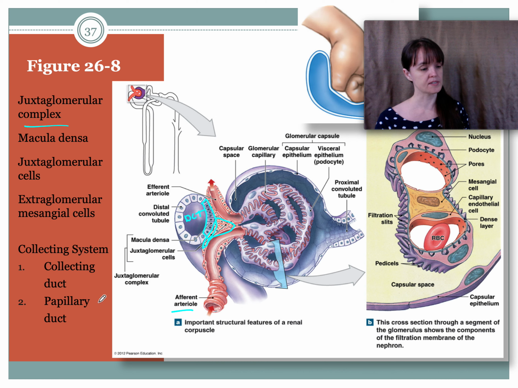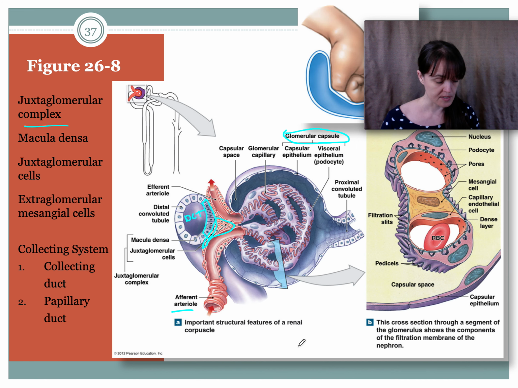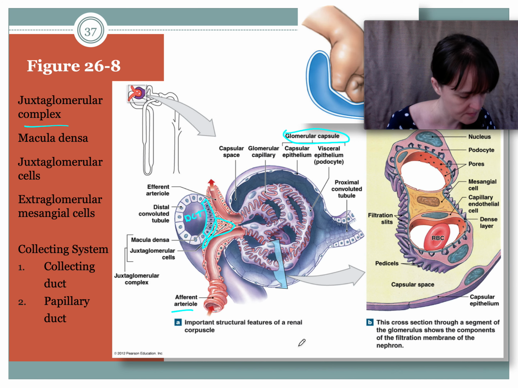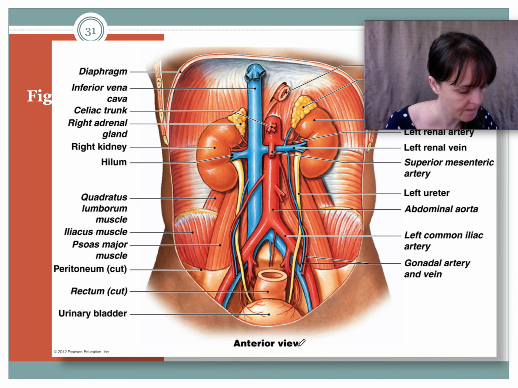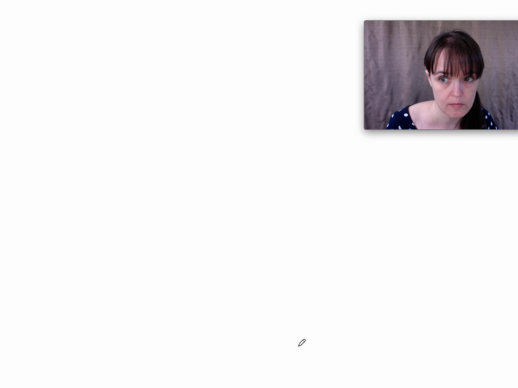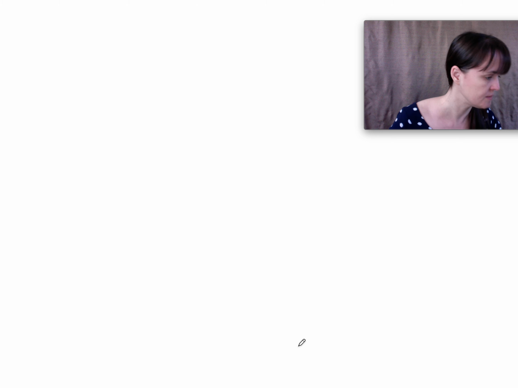Each renal corpuscle includes a glomerular capsule and a glomerulus. Is the glomerulus labeled here? No. Okay. And draw a renal corpuscle. Okay, so we're gonna whiteboard this.